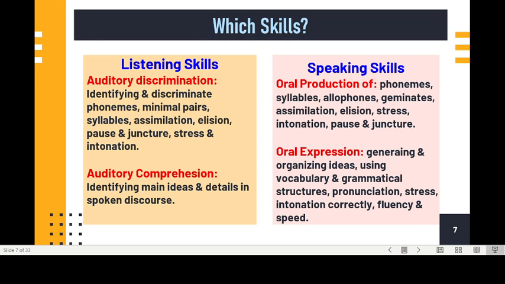Now, listening skills. In listening skills, there are two main sub-skills. Auditory discrimination, and by auditory discrimination, I mean the ability to identify and discriminate phonemes, vowels and consonants, minimal pairs, syllables, assimilation, elision, pause, juncture, stress, intonation, and of course, other things.